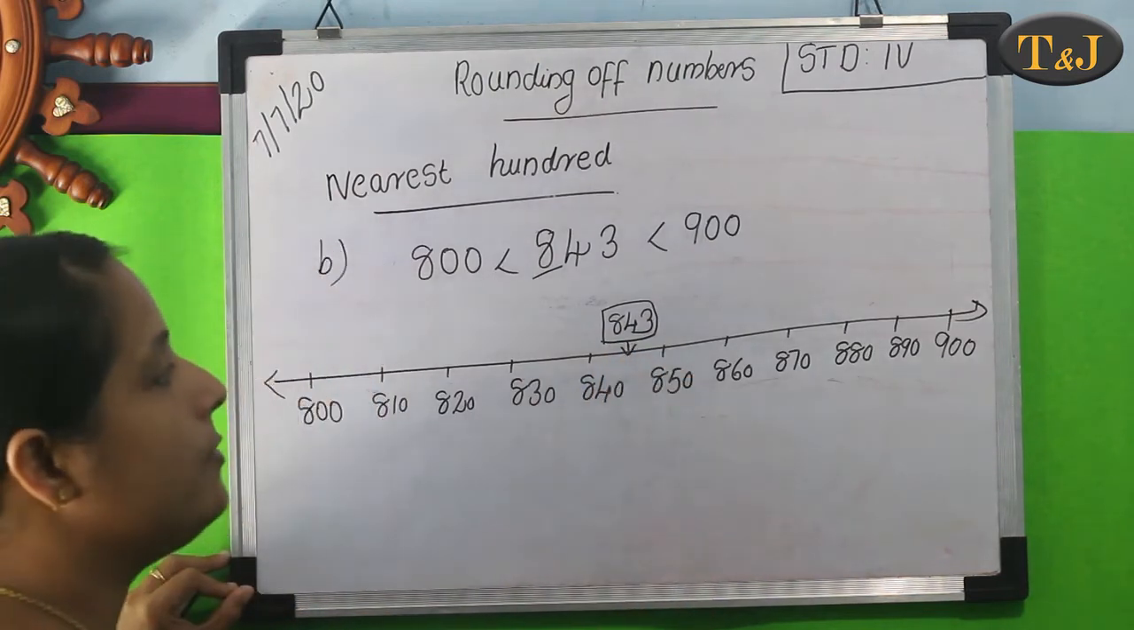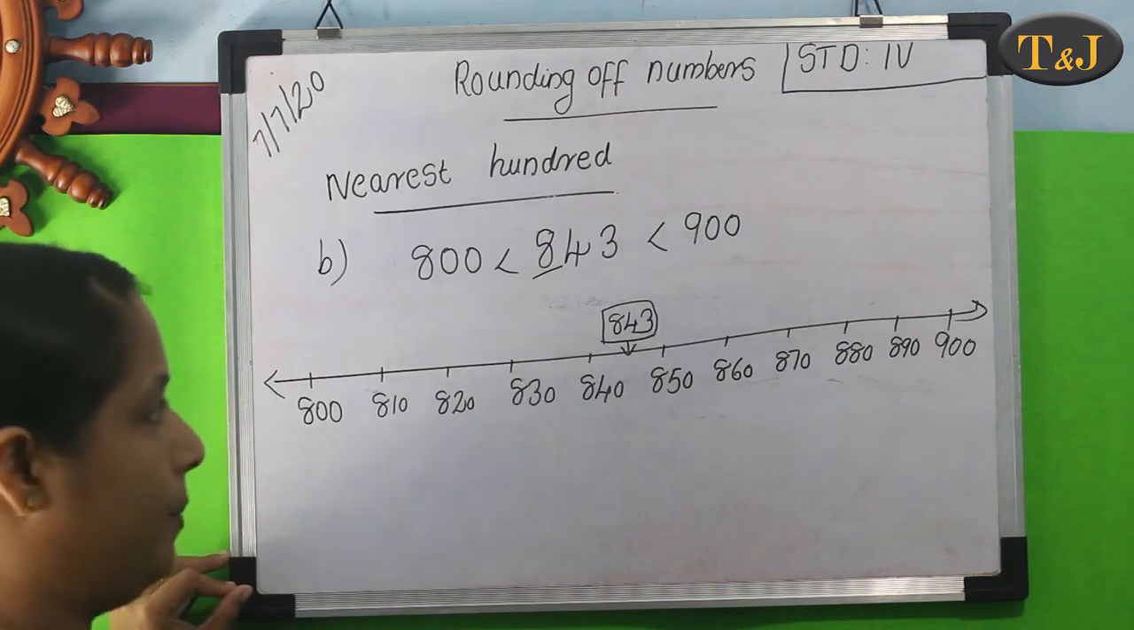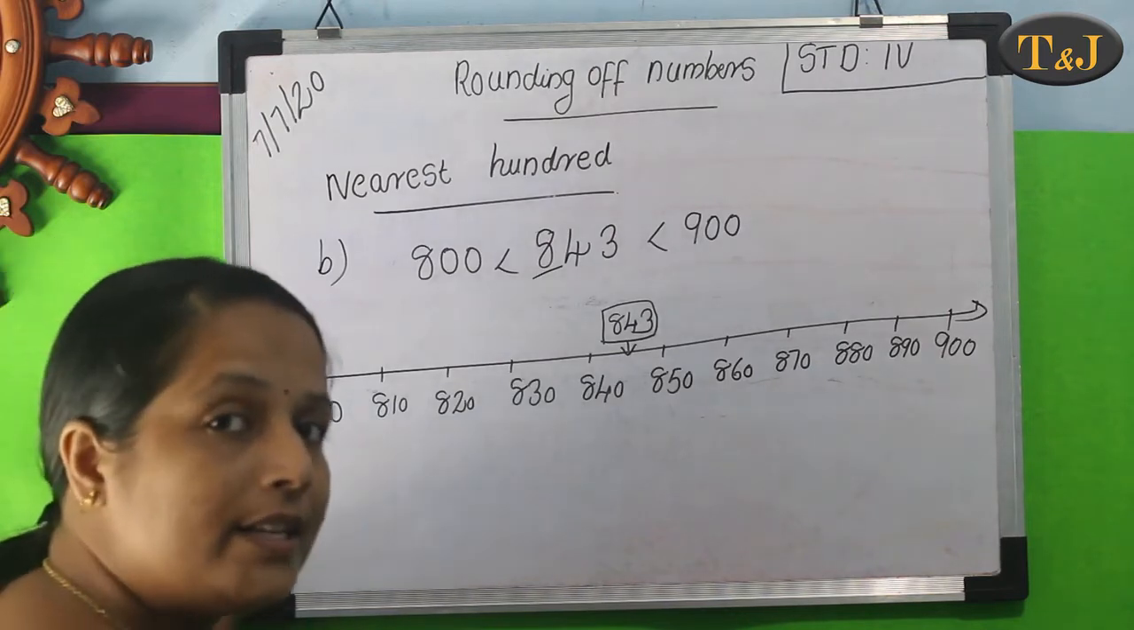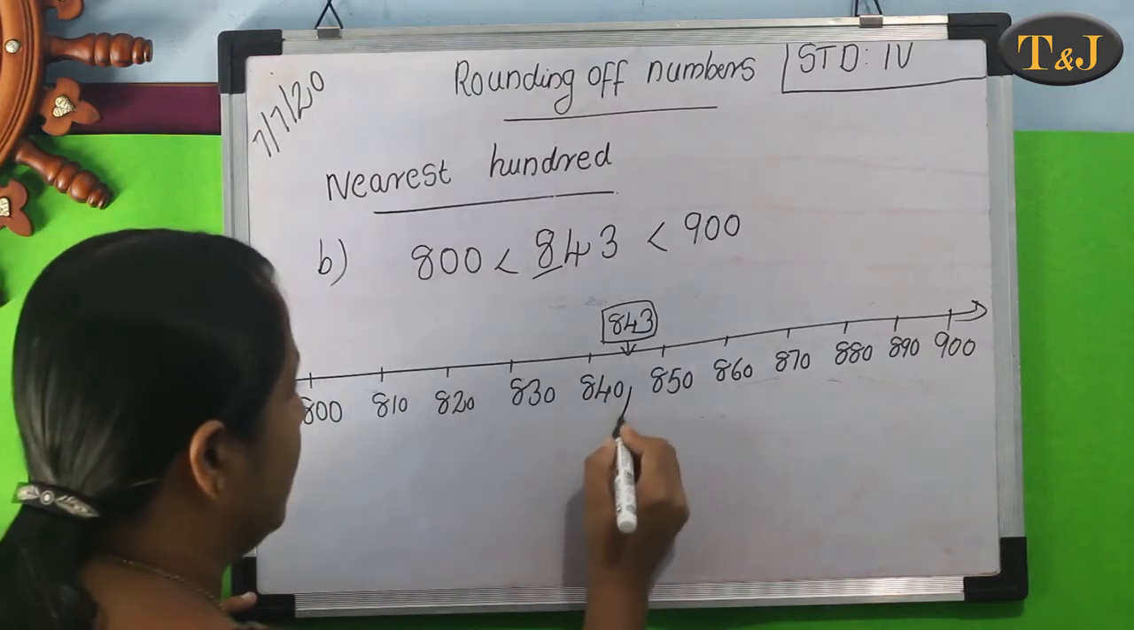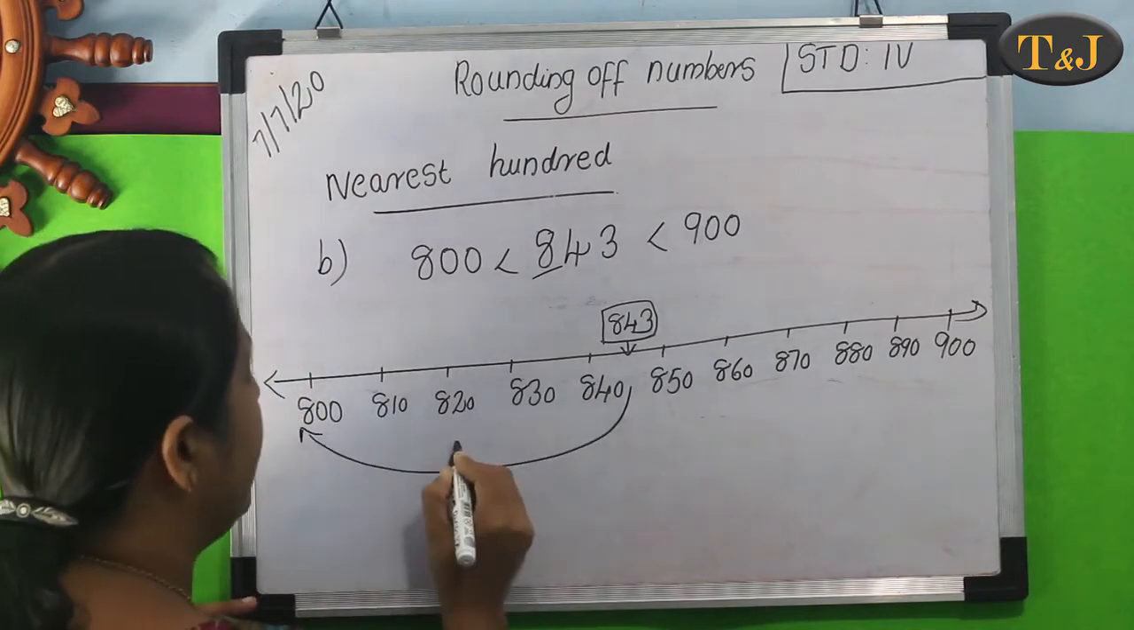Then next we want to know whether it is rounded down or rounded up. Is 843 up or down? Yes, it is very close to the number 800. Therefore, we write down.